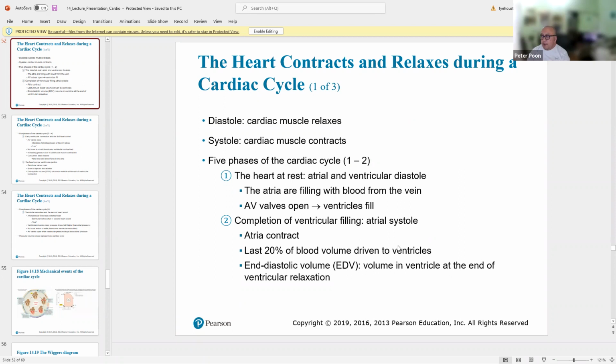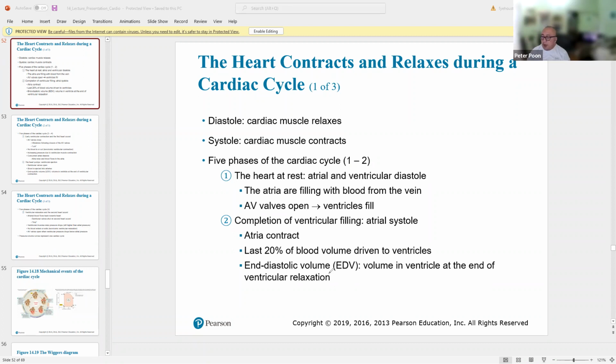Okay, the atria contract. The last 20% blood volume is driven into the ventricles. So actually, when I learned it, it was much less than 20%. It was like 10%, 5%, but very little. So the last bit of blood is driven into the ventricles, which means most of the blood flows by itself through gravity.